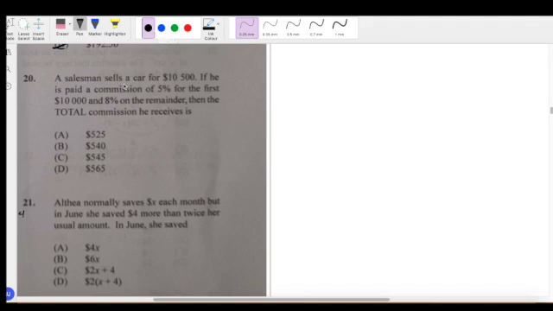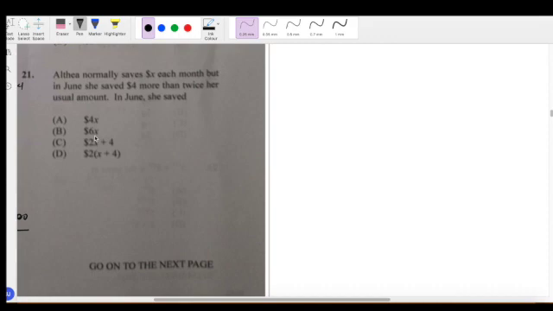A salesman sells a car for $1,000. Is this the same car from the previous question? If he is paid a commission of 5% for the first 10,000, 8% on the remainder, then the total commission he receives is this. So for the first 10,000, 5% of 10,000 is $5,000. No, $500, sorry, because it's just 5 multiplied by 100. $500, and then 8% on the remainder. So that'll be 8% of 500. 5 eights are 40, so 540 is the commission he'll get.